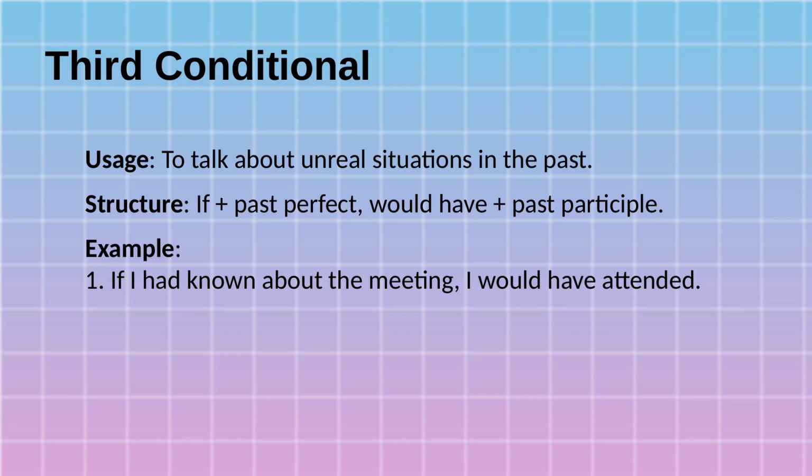Lastly, let's discuss the third conditional. We use this to talk about unreal situations in the past. The structure is if plus past perfect, and then would have plus the past participle. For instance, if I had known about the meeting, I would have attended. This is perfect for expressing regrets or things you wish had happened differently.